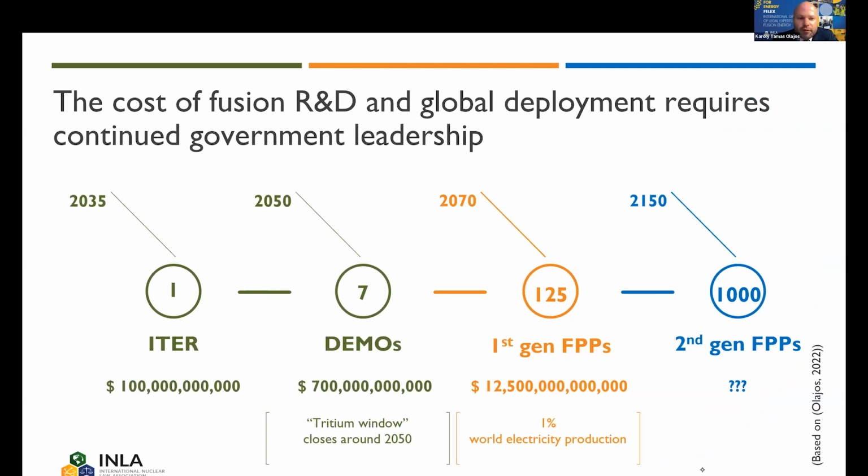To reach 1% of electricity production by 2070, we would only need 125 fusion power plants built in parallel with a thermal output similar to fission power plants, which would cost almost $13,000 billion. Under these circumstances, attracting private sector financing will be hard without government involvement, and therefore governments as investors of first resort must be able to provide patient funding and continue leading the fusion endeavor.